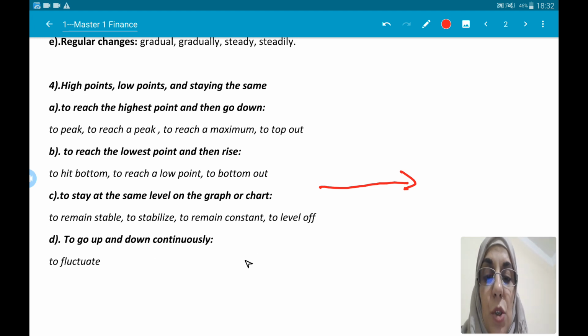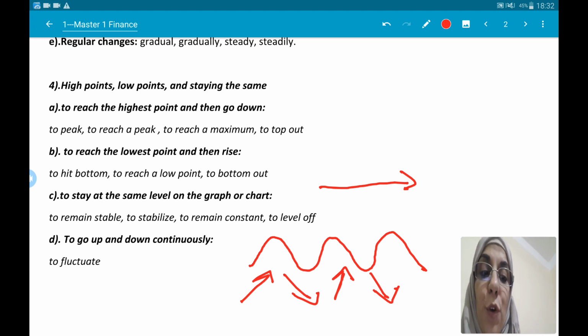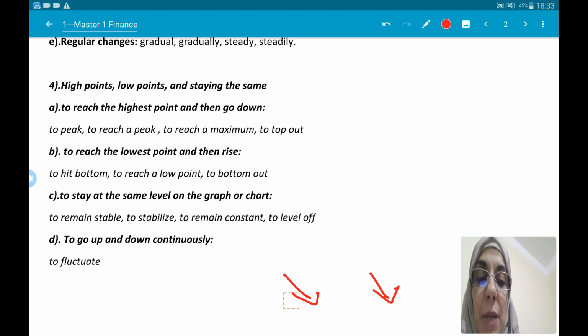Okay. To go up and down, up and down, up and down. Okay. Right. We use the verb to fluctuate. To fluctuate. The noun is fluctuation. Okay. So I should clean all these. A second, please.